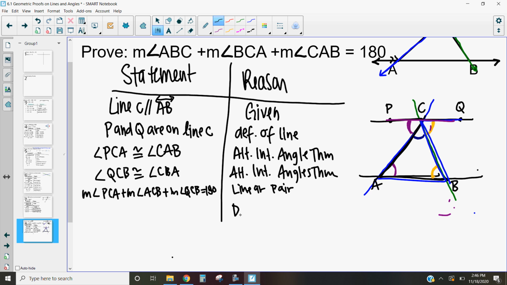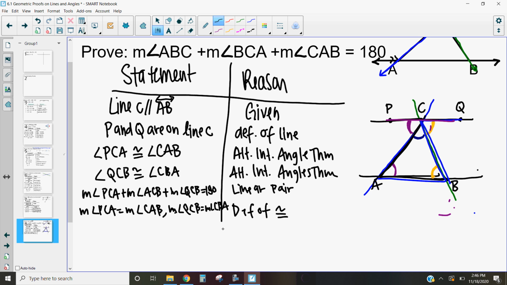By the definition of congruence, we know that the measure of angle PCA equals the measure of angle CAB. Also, the measure of angle QCB is equal to the measure of angle CBA. So we know that those are equal to each other by the definition of congruence.